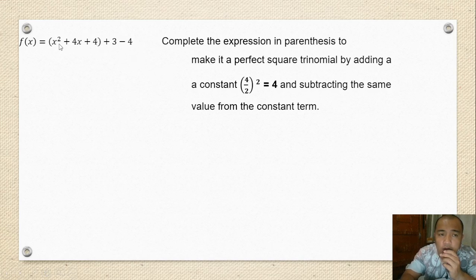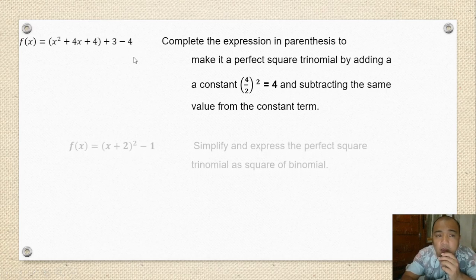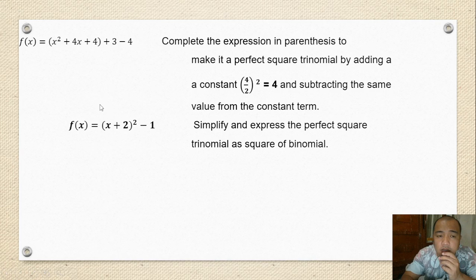So I added 4 to x squared plus 4x, but I subtracted 4 from positive 3. And then you will now factor this trinomial, x plus 2 quantity squared plus 3 minus 4 is -1. So the equivalent equation of the quadratic function in vertex form is f of x equals x plus 2 quantity squared minus 1. Okay, that is how to find the equation of a quadratic function given the graph.